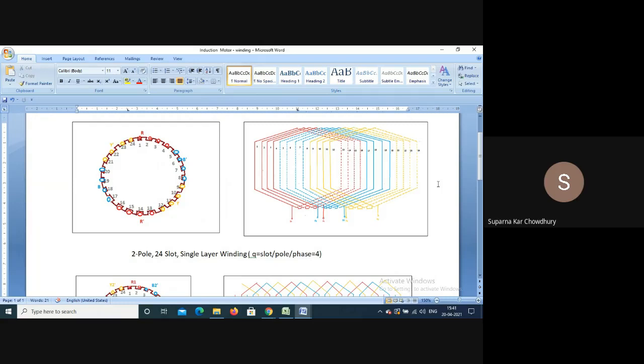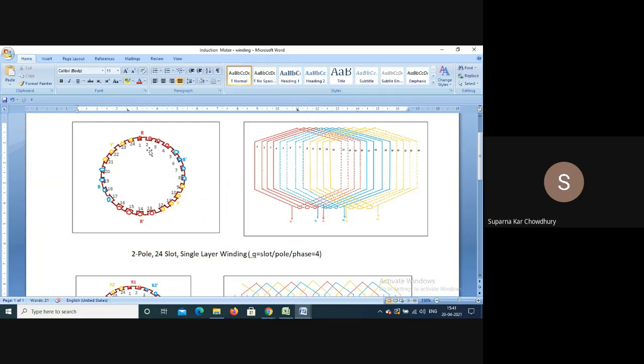So here also, I am not going into very much detail. To some extent, these details will be covered in your design class. I will just give an idea. Say we have a structure which has 24 slots and 24 conductors. Now we have to connect these conductors to make the winding.